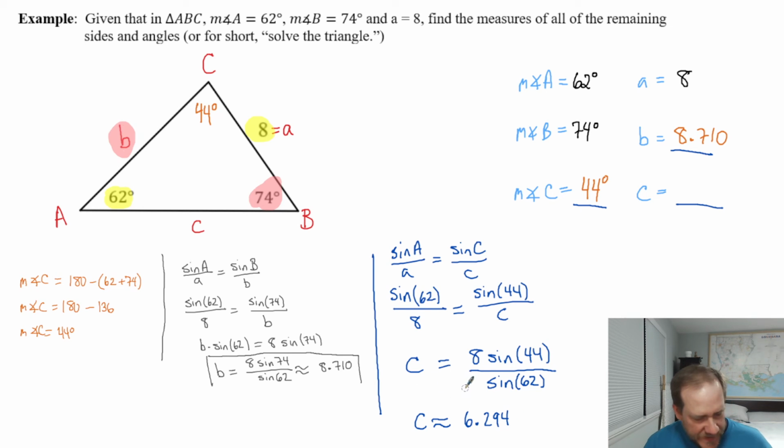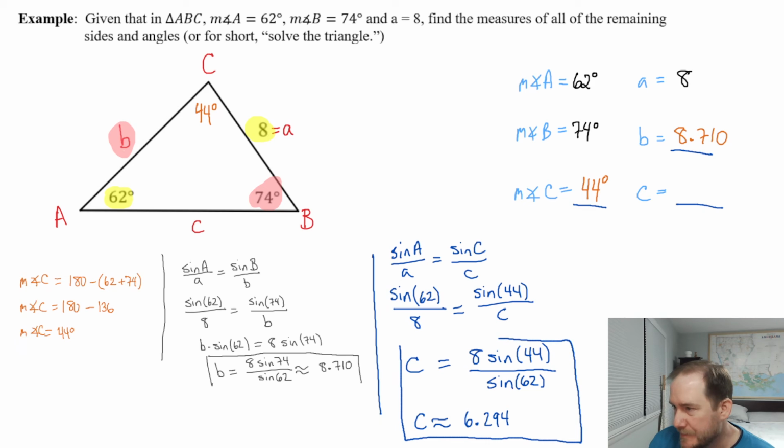And if you're not getting 6.294, if you weren't getting 8.710, it is pretty likely that it's because your calculators are still in radian mode. Remember, the 44 and the 62 that we plugged in, those were degree measures. So you need to be in degree mode. You want to be in radian mode when you're plugging in pi over 6 and 11 pi over 12s and things like that. But if you get yourself back into degree mode, you should get the same answers I'm getting, which is good. So 6.294 goes here.